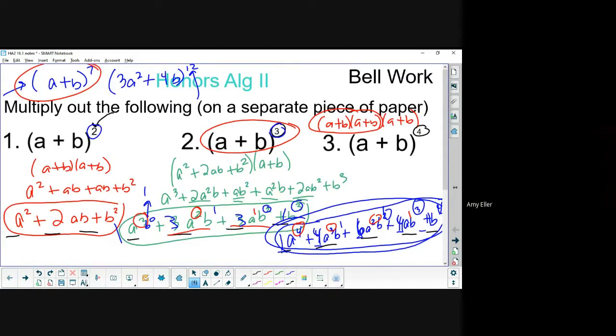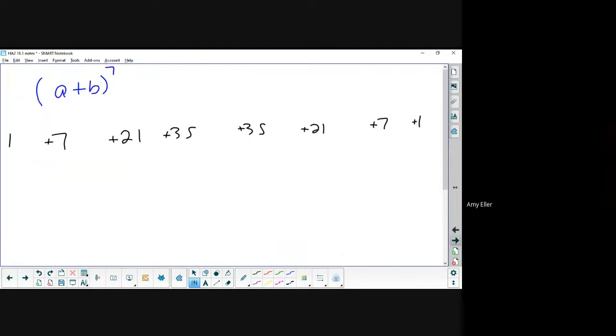Let's go back to your bell work. There's basically three things you have to do. You have to do the coefficients, which we just figured out, and you have to do both variables. So let's look at A. Remember, it was A to the fourth, A to the third, A to the second, A to the first, A to the 0. So that's what we need to do. This one's going to be A to the what? Yell it out. A to the 7th. This is going to be A to the 6th, A to the 5th, and on down. Go ahead and fill that in.